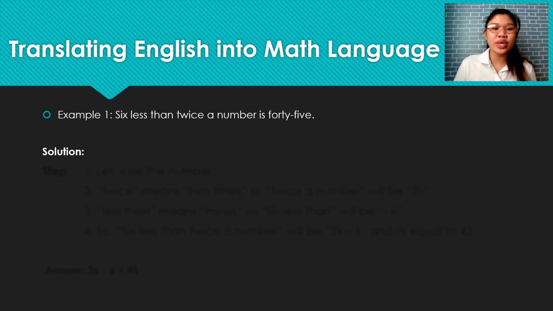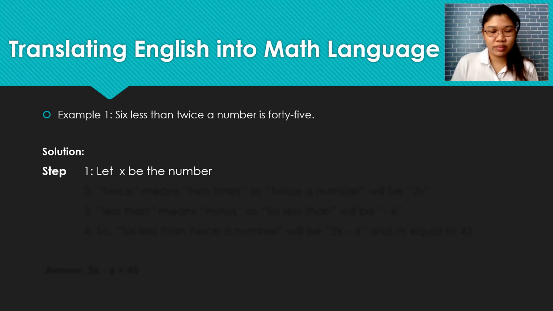For example, we have here: 6 less than twice a number is 45. So it is composed purely of words, a sentence. And then we have the solution here. Step 1. Let x be the number.